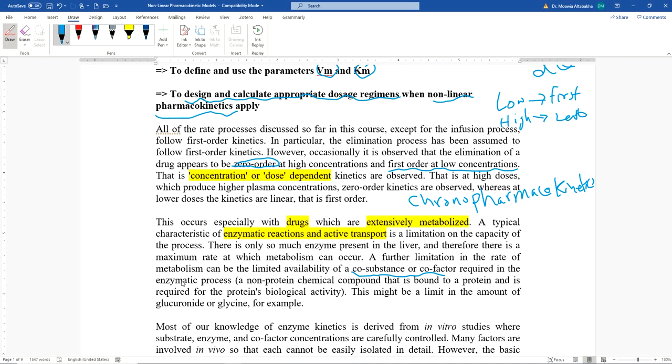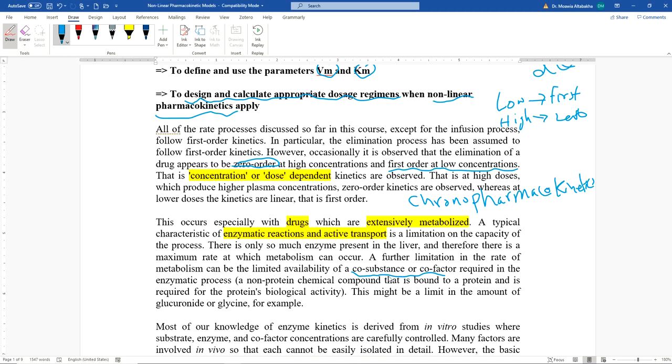If the drug concentration is high, what happens? If the drug concentration is high, there are not sufficient enzymes produced to deal with the whole quantity. So it will start dealing with a portion of the drug. Okay? So here we have something like saturation.